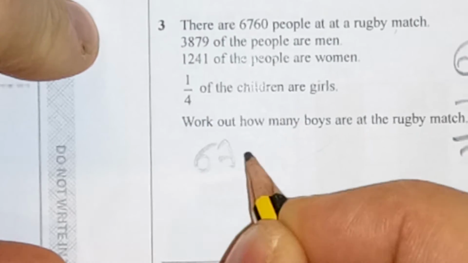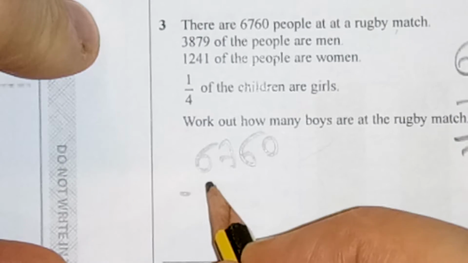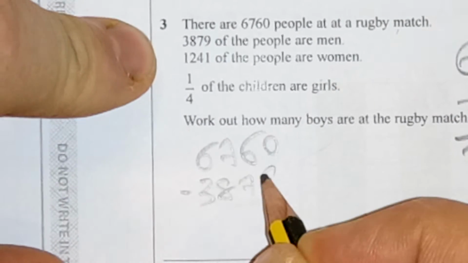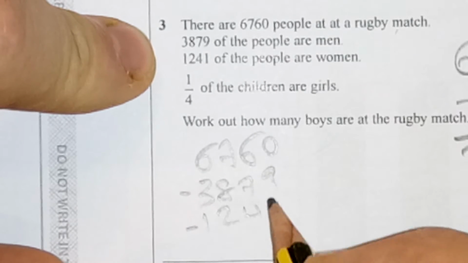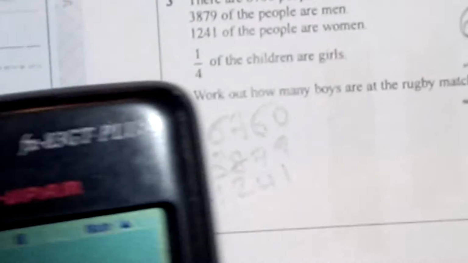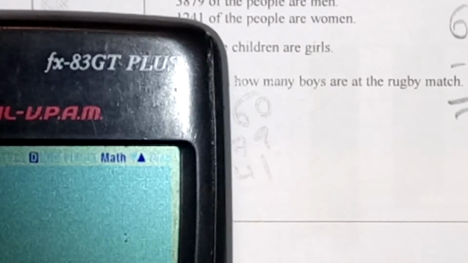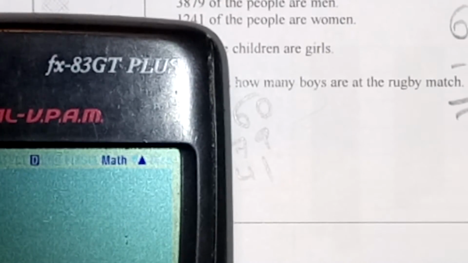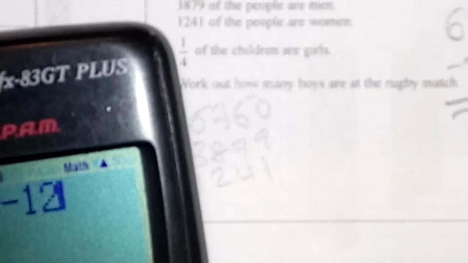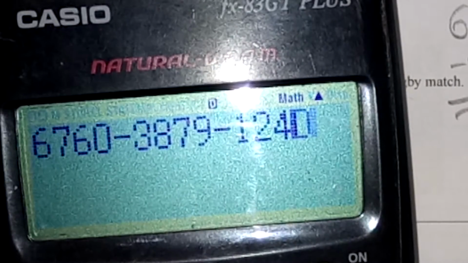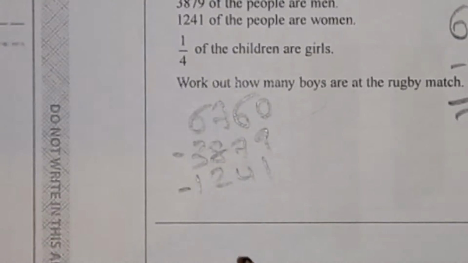So to work out the amount of children, I've got to do 6760 minus 3,879, which are the men, and minus 1,241 because they are the women. I'm just going to type that straight into my calculator. It's 6760 minus 3879 minus 1241. 1640.